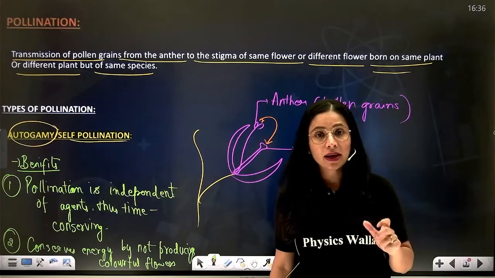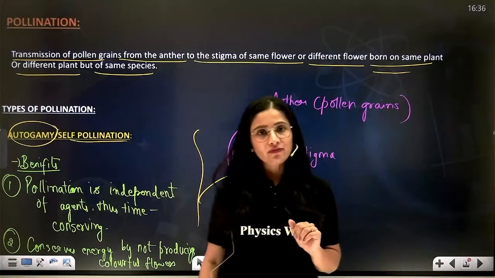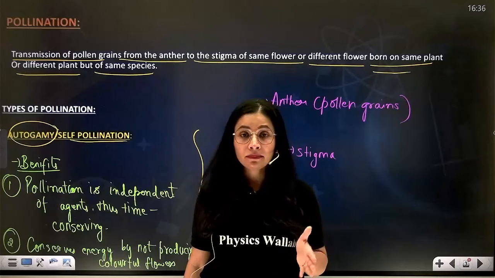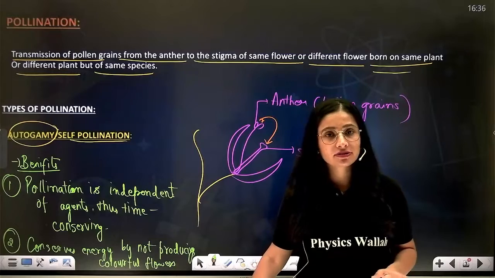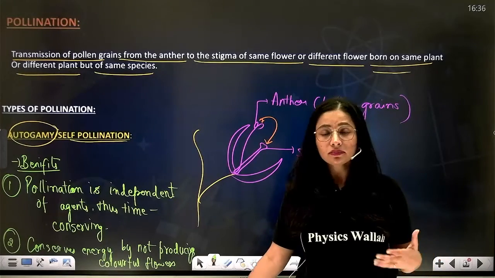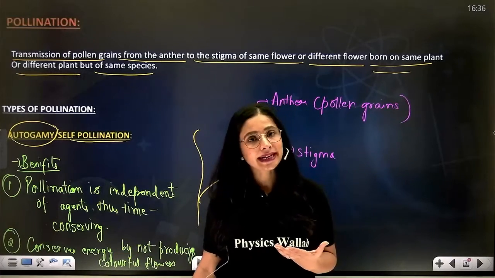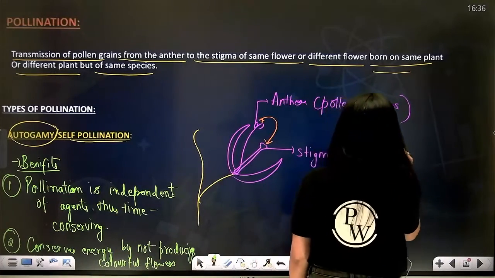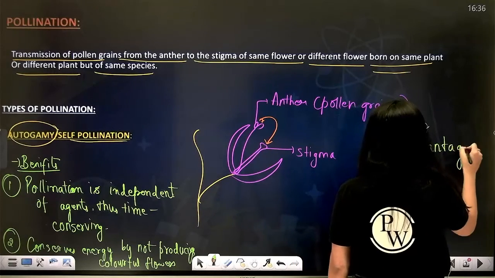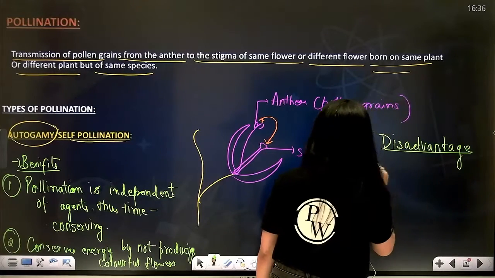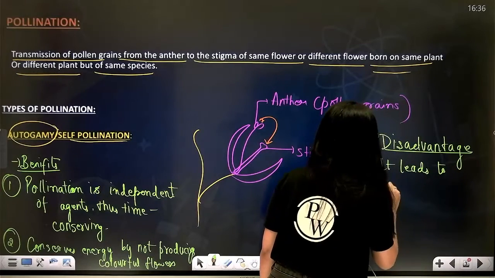So that is why, in terms of evolution, in terms of variation, self-pollination is not good. Then plants actually prefer cross-pollination, even if it is not energy conserving or time conserving. Getting my point? So the disadvantage of self-pollination is actually the advantage of cross-pollination, as it leads to inbreeding depression.